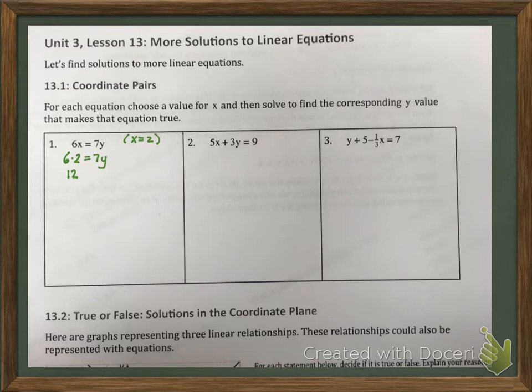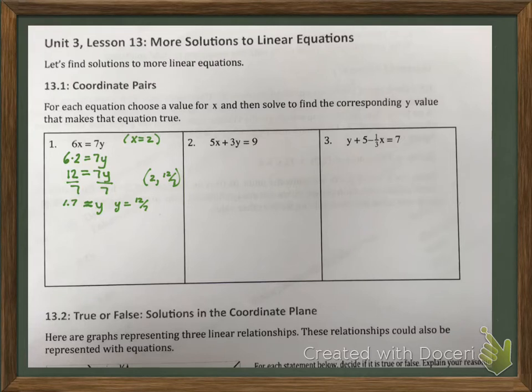And I get 12 equals 7y. And then I can divide both sides by 7 to find out what y is equal to. Do that and enter your answer on Edpuzzle. Now that comes out to not a real pretty number, so I'm going to say about 1.7, or we could write exactly 12 sevenths, and so the ordered pair would be 2 and 12 sevenths for that.